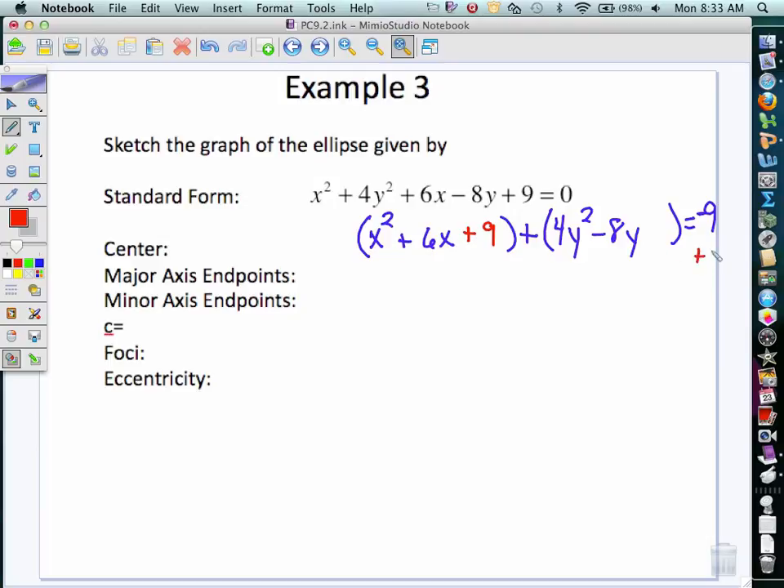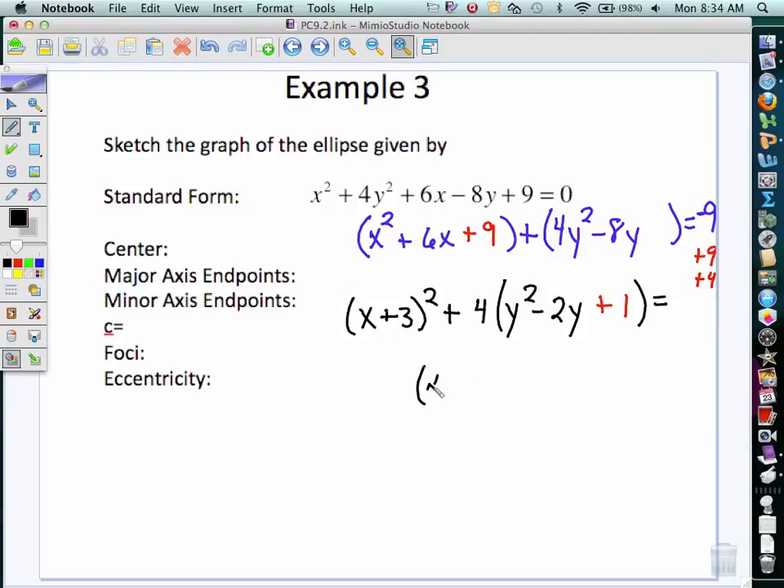Okay, in order to complete the square on the x's, I'm going to take half of 6 and square it. I'm going to add 9 and add 9 to the other side. Now this would become x plus 3 squared. Now on the y's, I have to take that 4 out. That would be y squared minus 2y. If I take half of 2 and I square it, I have plus 1. Well, what that would actually be is plus 1 times 4 to the right side.